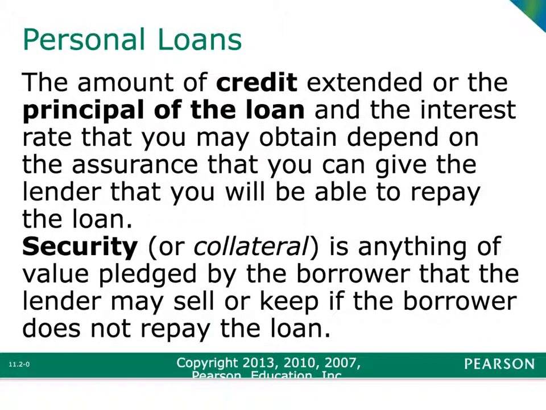The amount of credit extended, the principal of the loan, and the interest rate that you may obtain depend on the assurance that you can give the lender that you will be able to repay the loan. Okay, so the principal of the loan is how much you attempt to borrow. Security, often called collateral, is anything of value that you give the lender that they can sell or keep if you do not pay the loan. Okay, so sometimes if you do one of those payday loans, they'll make you list your car as collateral. So if you don't repay the payday loan, they will come and take and sell your car.